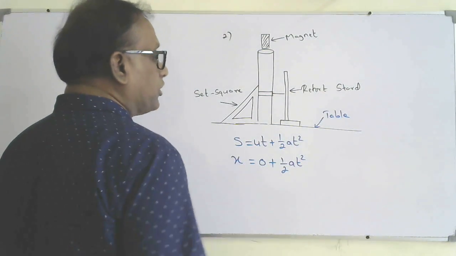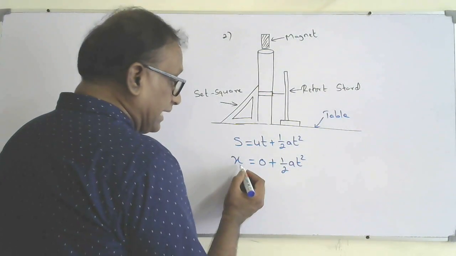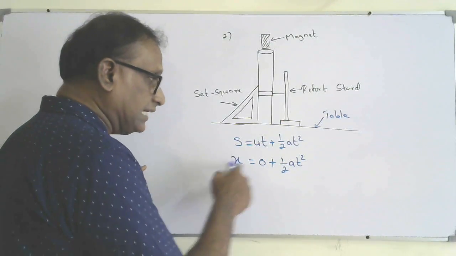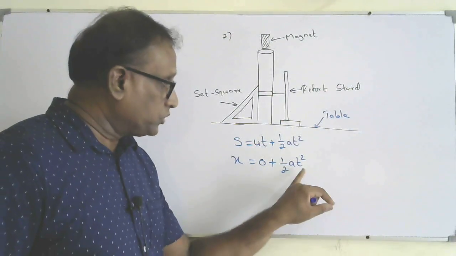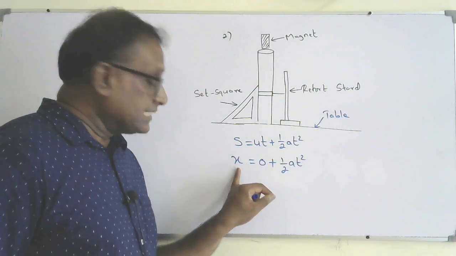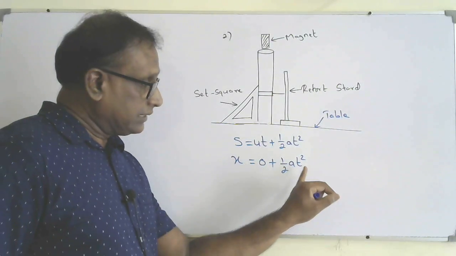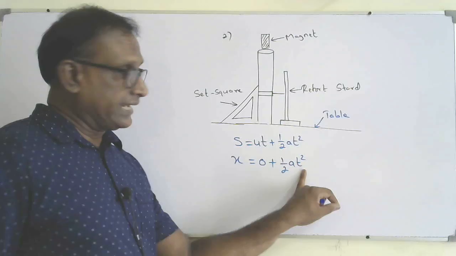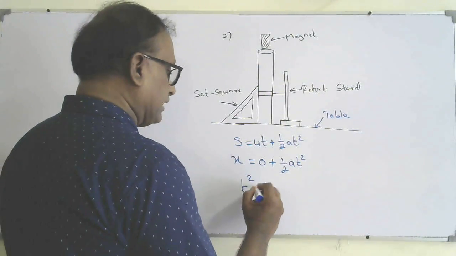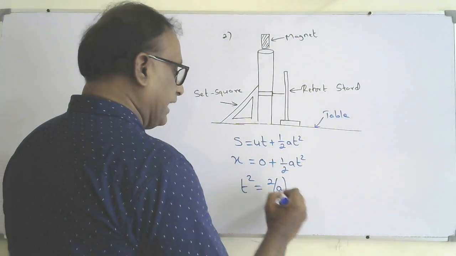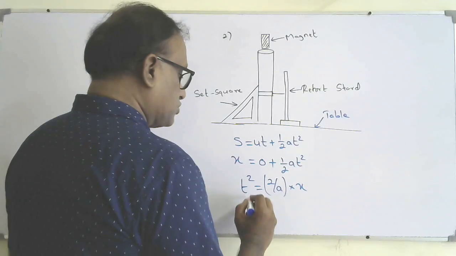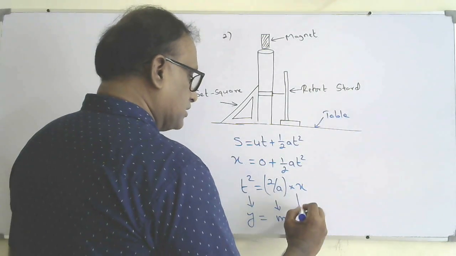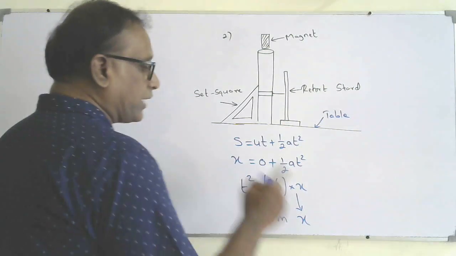Then you are going to plot a graph. x is the independent variable, because I am changing the length. Because of the change in length, the time taken to move through the tube changes. So x is the independent variable, t is the dependent variable. Normally we draw the dependent variable on the y-axis. So I can say t squared = (2/a) x, which is in the form y = mx. So you should plot a graph of t squared against x.